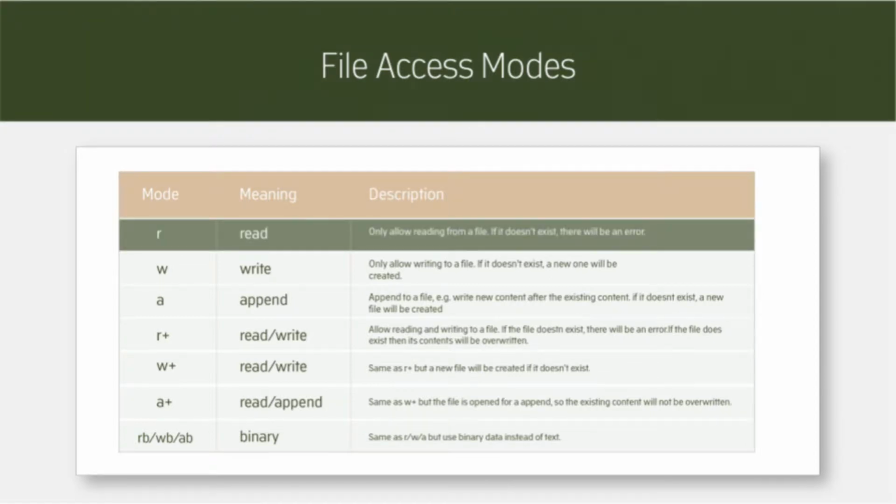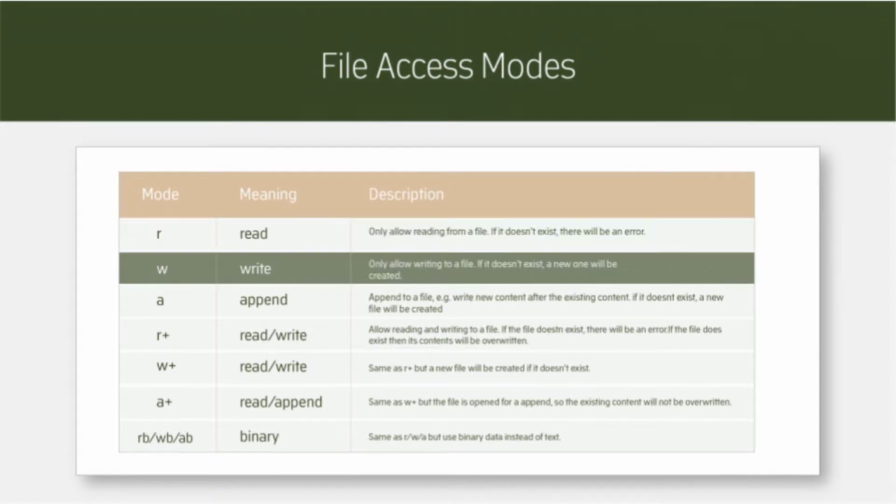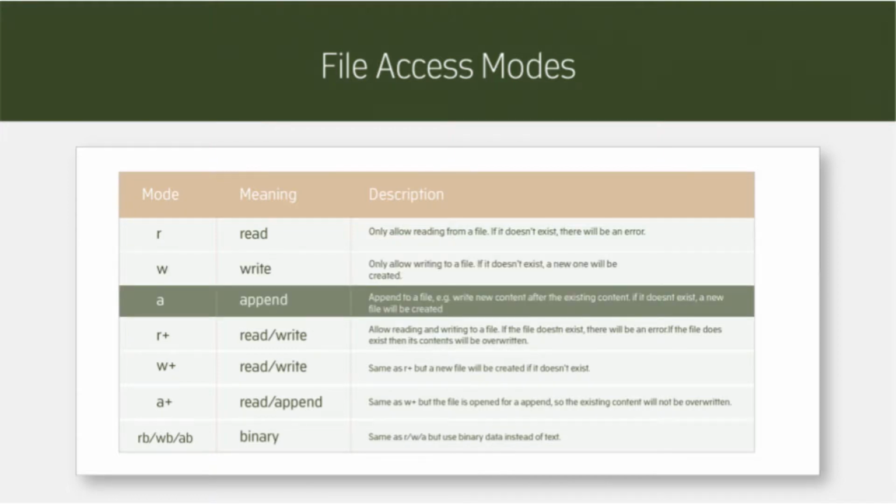The first one, as we said, is the R or read mode. This only allows you to read from a file, and if it doesn't exist, then it will throw an error. The W mode only allows you to write to a file, and if that file doesn't exist, then a new one will be created. The A for append that we've already come across allows you to append to a file, which means to write new content after the existing content. Again, if it doesn't exist, a new file will be created.